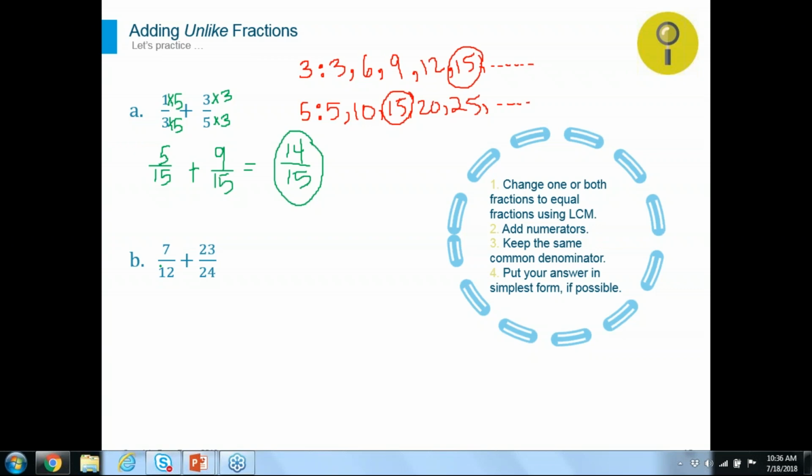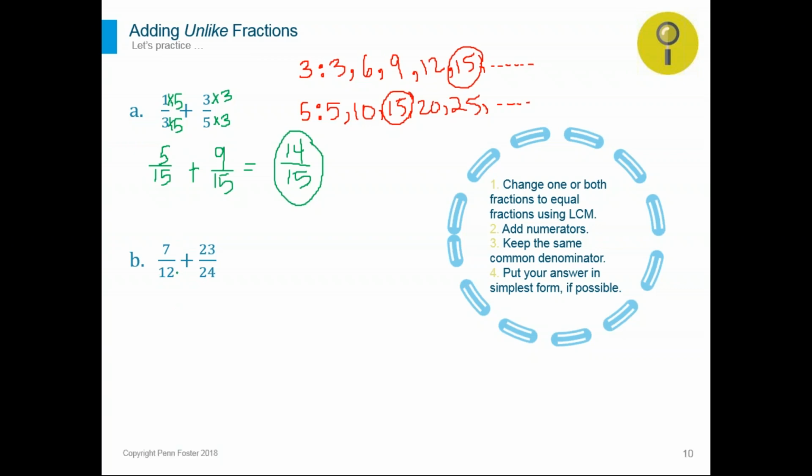Well, I noticed something special about my numbers. It's a gift given to me. 12 and 24. Isn't that 24 a multiple of 12? In that case, I have to only change one fraction, not both like the first problem. So if I multiply, 12 times 2 will give me the same denominator already there in the second fraction. So do the same. 2 and 2.